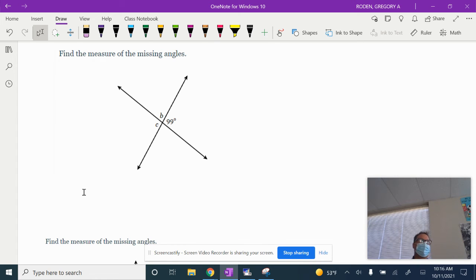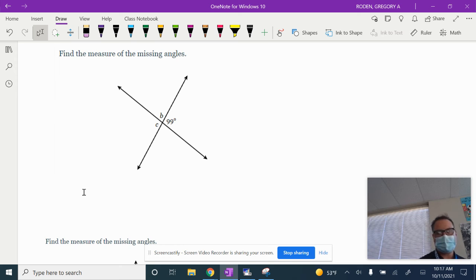So I want you to study this, and I want someone to tell me, we want to figure out B and C, but we want to know why we can figure out B and C. I'll take a volunteer on this one. Can anyone figure out one of these and why? All right, Chris, go ahead.